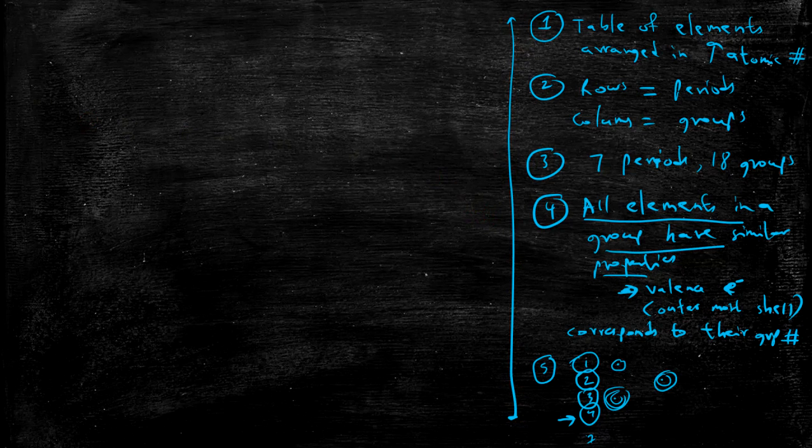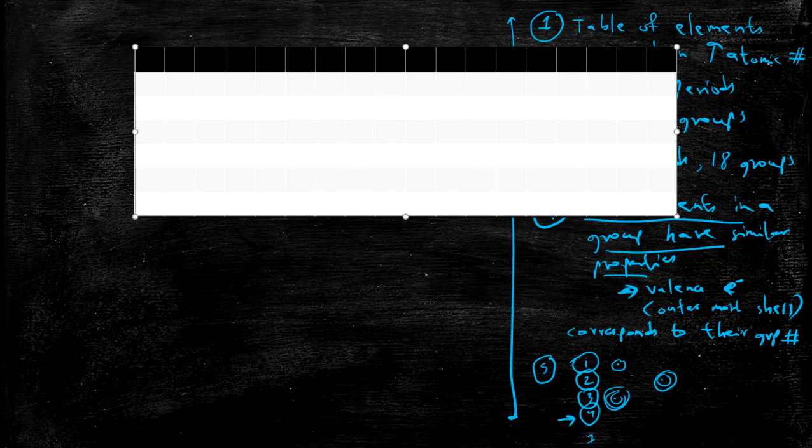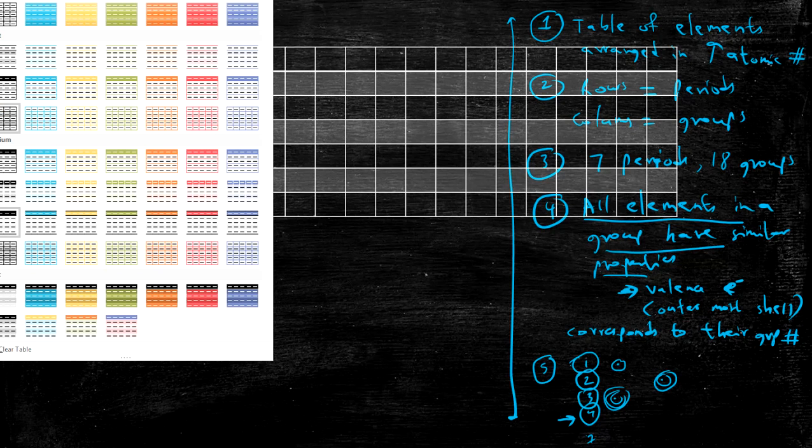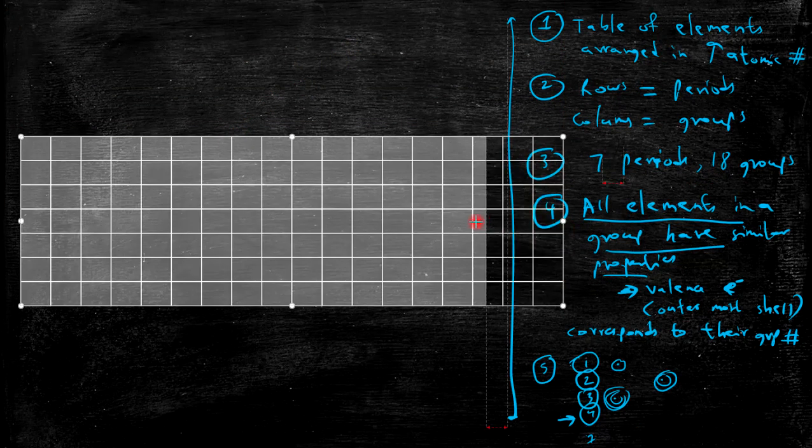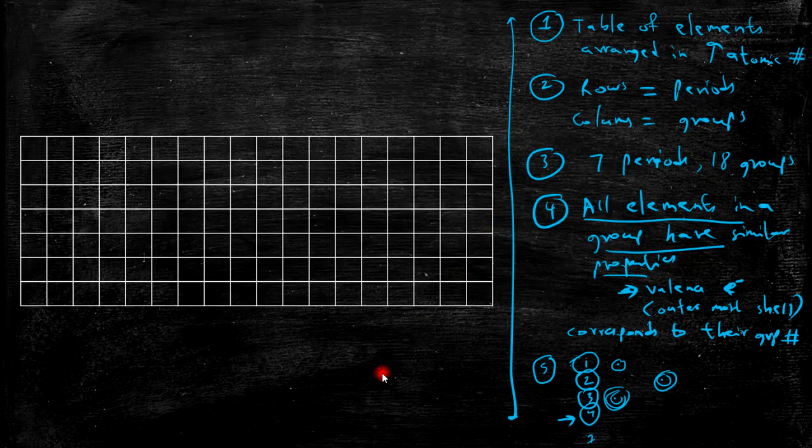Since I am on PowerPoint, I'm just going to go ahead and add a table, and basically say I want to add 18 columns and I want to add 7 rows called periods. So this is my periodic table. Now it doesn't look like our classical periodic table and I'll tell you why in a minute.